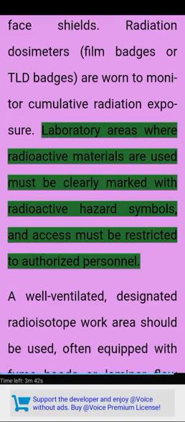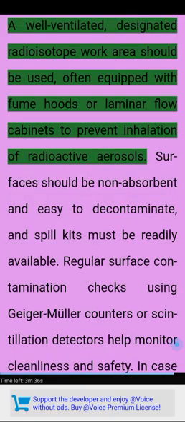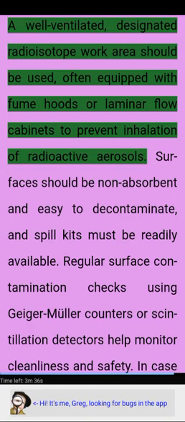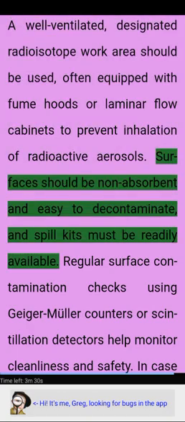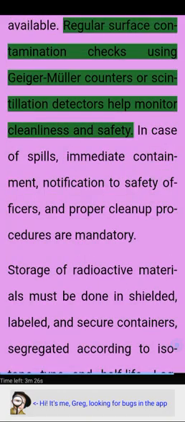Laboratory areas where radioactive materials are used must be clearly marked with radioactive hazard symbols, and access must be restricted to authorized personnel. A well-ventilated, designated radioisotope work area should be used, often equipped with fume hoods or laminar flow cabinets to prevent inhalation of radioactive aerosols. Surfaces should be non-absorbent and easy to decontaminate, and spill kits must be readily available. Regular surface contamination checks using Geiger-Müller counters or scintillation detectors help monitor cleanliness and safety.